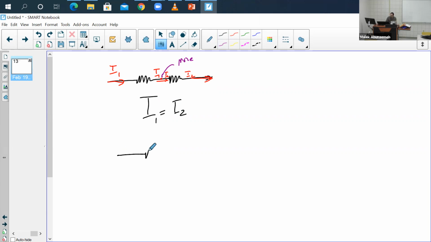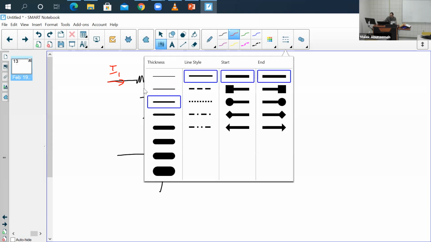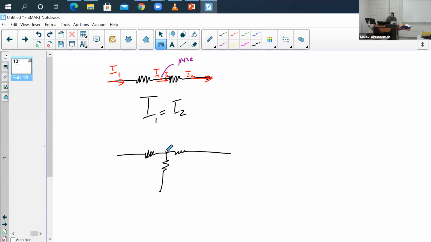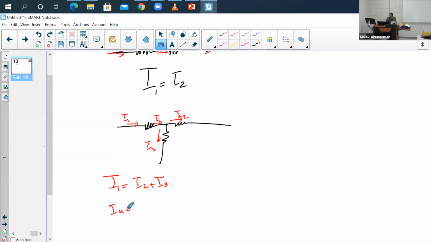But let's say you've got a node that's actually splitting into three ways. How does the current behave? Your I1 comes in, and it's going to split into two. This is going to be I2, and this is going to be your I3. Your I1 is going to have to equal your I2 plus your I3. Your in has to equal your out. So your sigma I in has to equal your sigma I out.